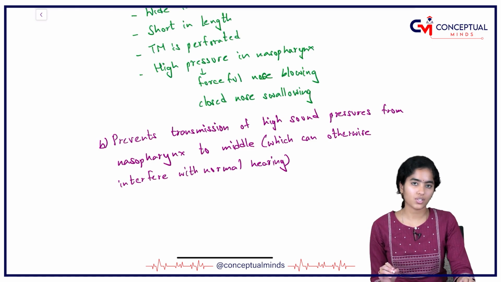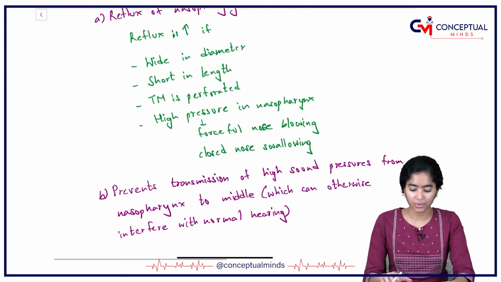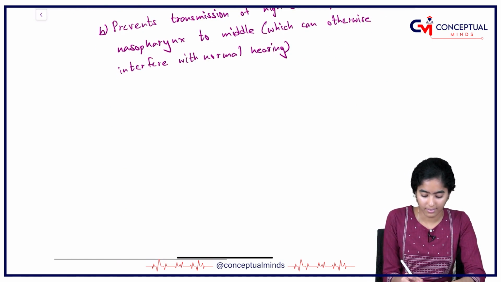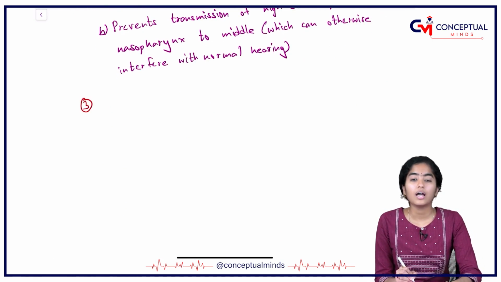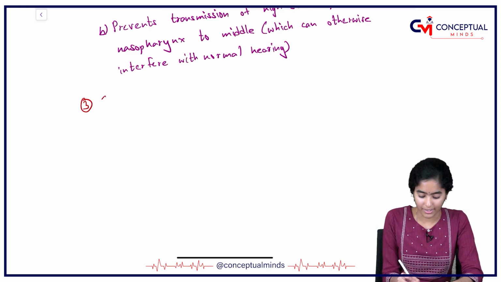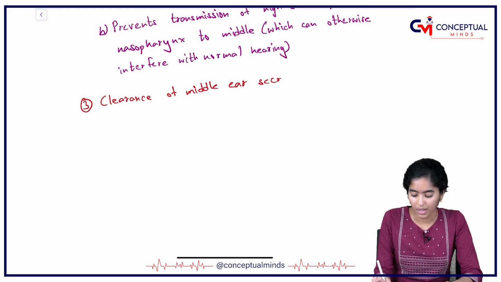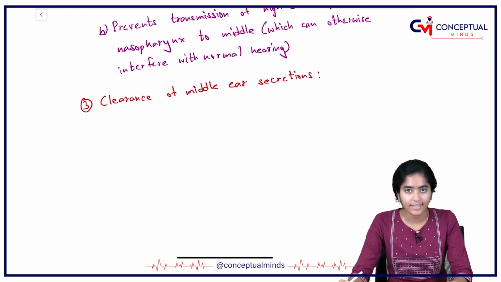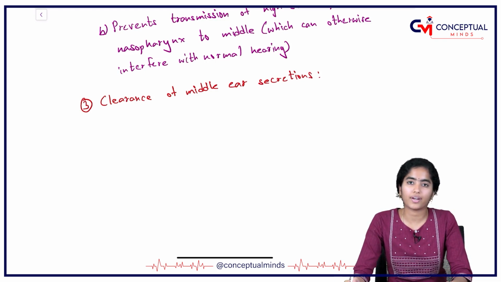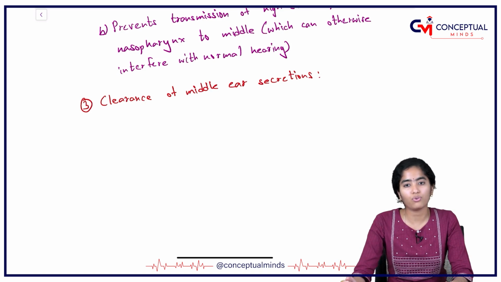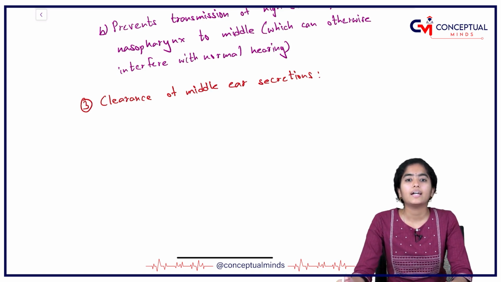And finally, there is one last function of the Eustachian tube after protective function, and that is clearance of the middle ear secretions. How? What is the lining of Eustachian tube? Ciliated epithelium, ciliated pseudostratified columnar epithelium. So these cilia beat in the direction of nasopharynx and consequently clear the secretions and debris of the middle ear.